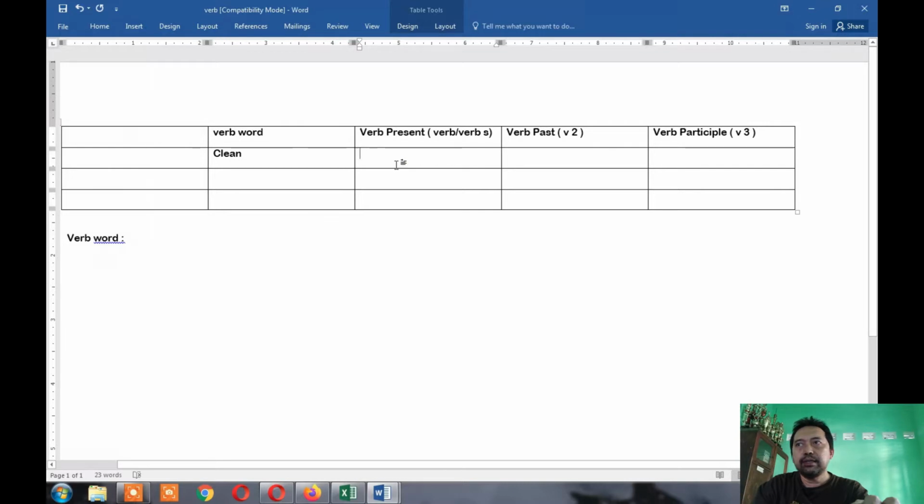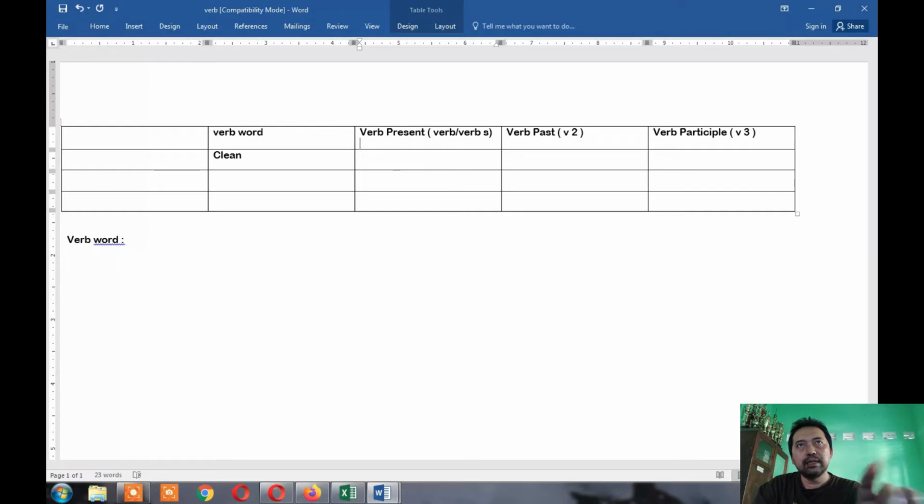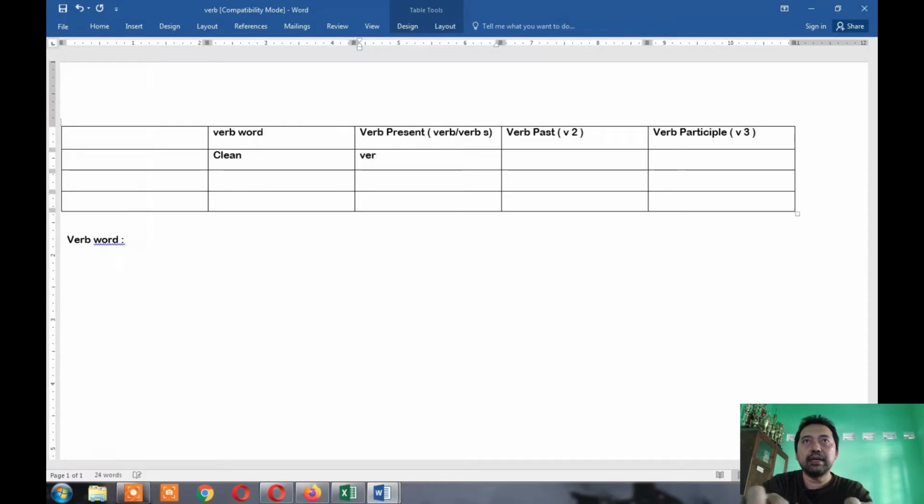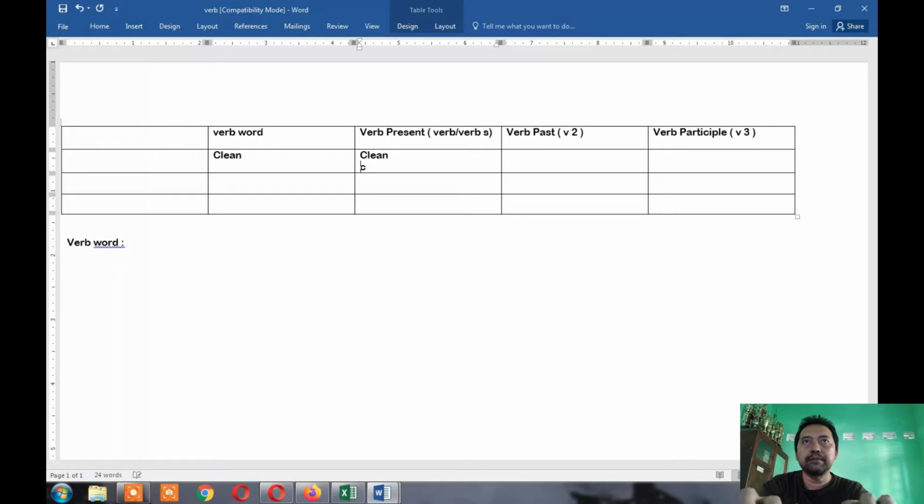As you know, the present tense needs the verb and verb-s. When you were in junior high school, maybe you knew this as verb 1. Maybe your teacher explained it and named it verb 1. But here, I'd like to make it clearer by using verb present. So it can be verb and it can be verb-s. Give you an example: clean becomes clean or cleans.